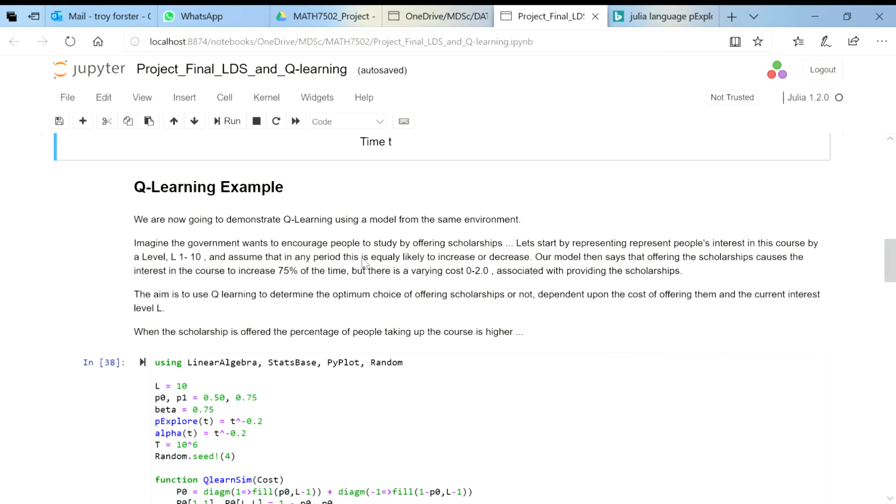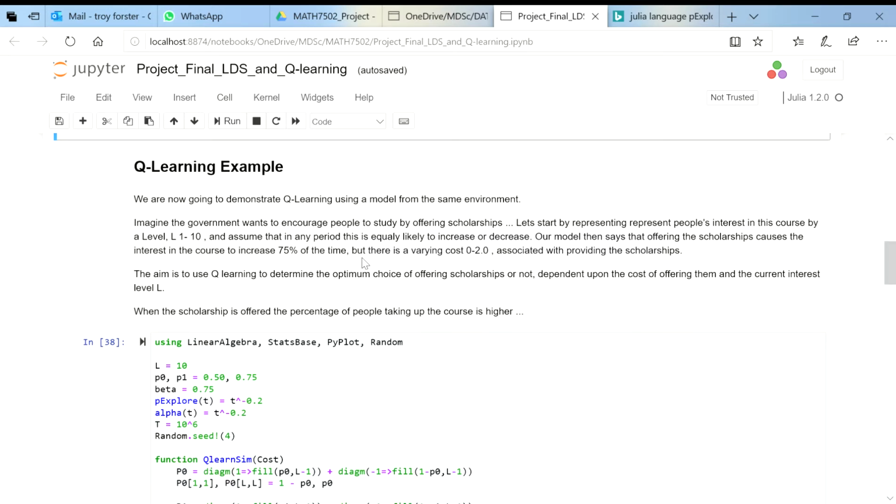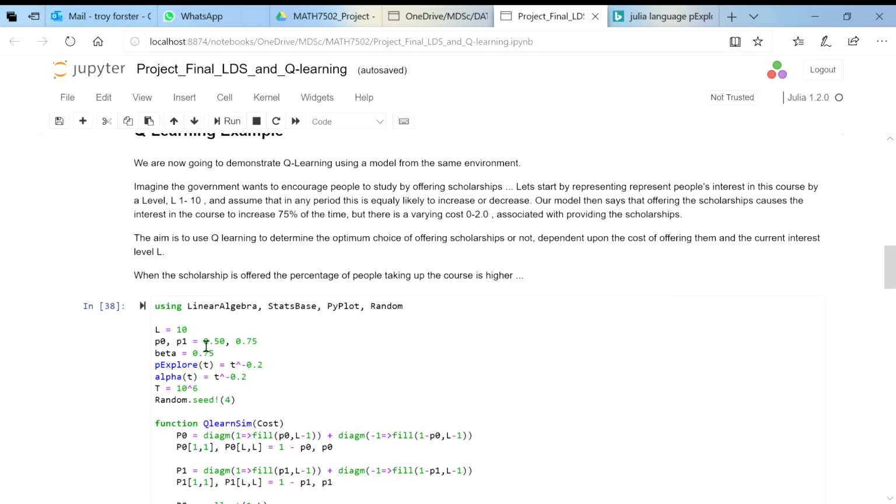Alright, Q-learning. Q-learning is a bit deeper, but I'll just talk about what we've offered here. If we're talking about students interested in a course again, this time we want to see if we can influence the level of the student's interest in the course by offering scholarships. So let's say we've got students with a level of interest between 1 and 10, and at each point they have a 50% chance, this is our P0 value, of their interest going up or down. That's one way or the other, like flipping a coin.